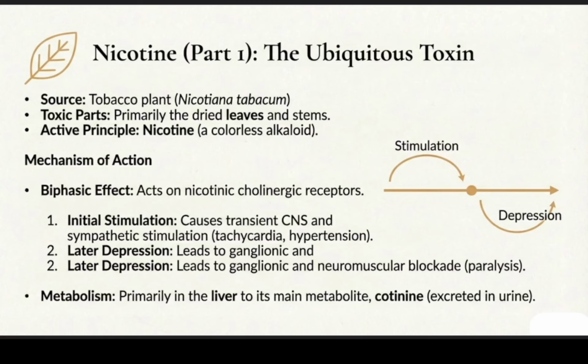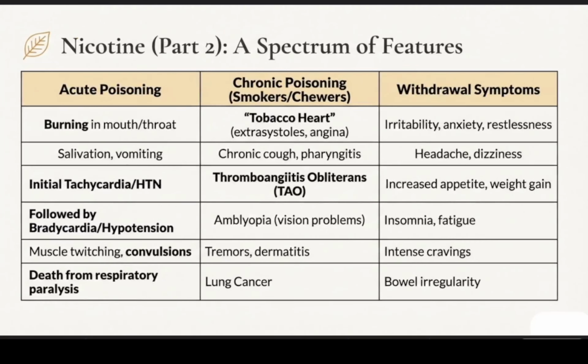That is going to lead to transient CNS and sympathetic stimulation, because of which there is going to be tachycardia and hypertension. Later on, it leads to ganglionic depression, as well as neuromuscular blockade, that is paralysis. But remember, metabolism happens primarily in the liver. The main metabolite we are going to get is cotinine, and that is excreted in the urine.